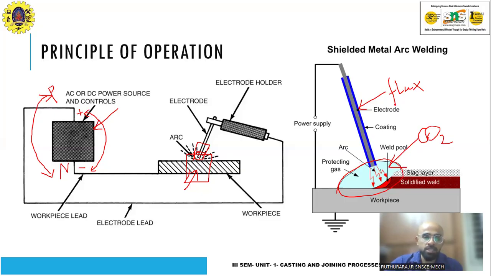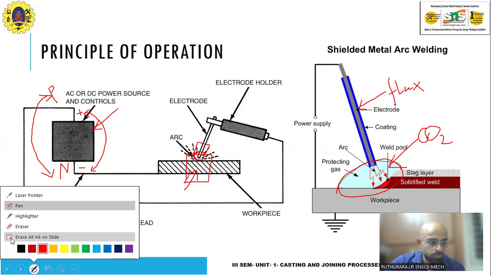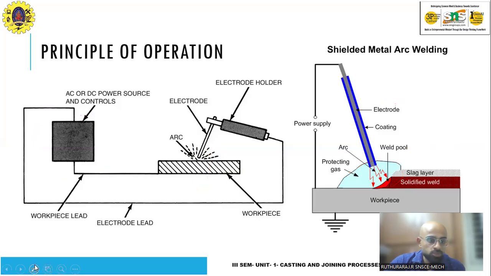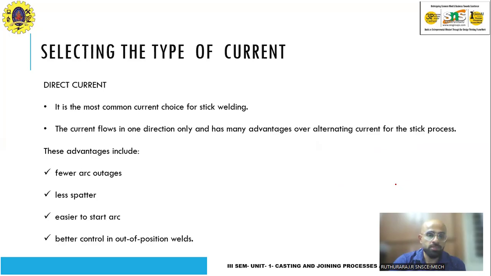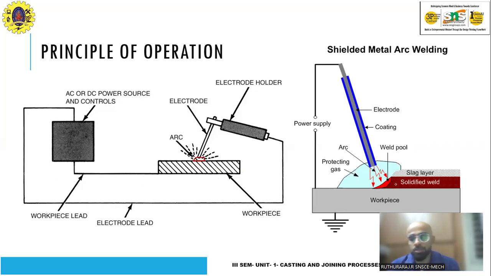What happens in arc welding is, as you can see here, there is a clear gap between the electrode and the workpiece. This gap is what creates the arc. That arc generates the heat, which is in turn used to weld the workpiece together. That's basically the operation of the arc welding process. The thing to note here is that current is the source of heat, and you're using a consumable electrode in the shielded metal arc welding process.